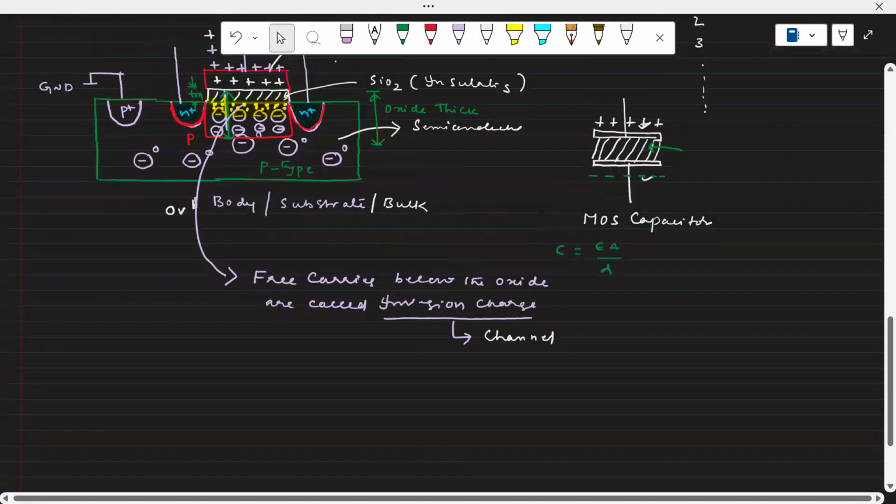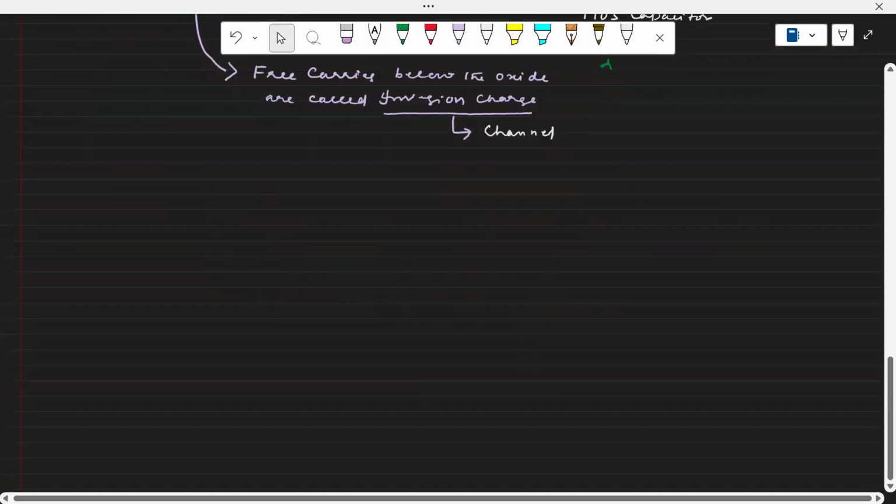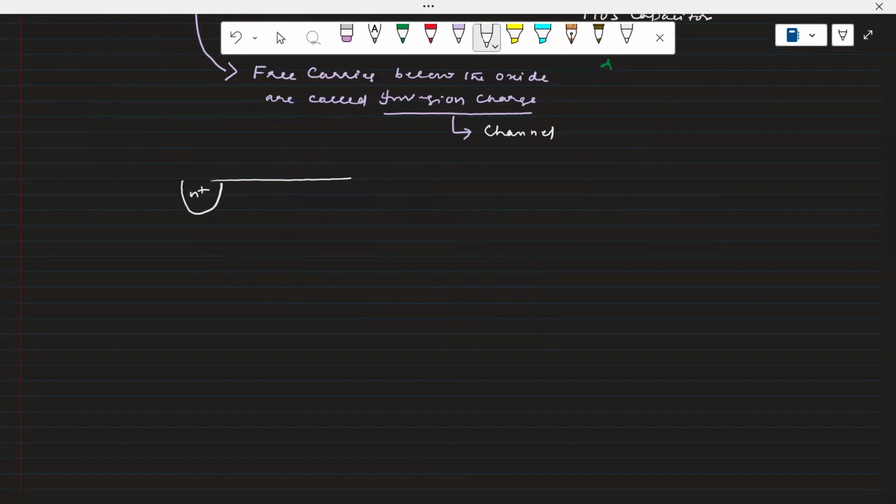So these free carriers are because of the n plus region. If you write n plus here, this particular n plus region has plenty of electrons, right? Heavily doped n plus region. That means more and more free carriers are available in it. So the moment you put a positive charge on top of it, these free carriers will accumulate and occupy this particular portion.